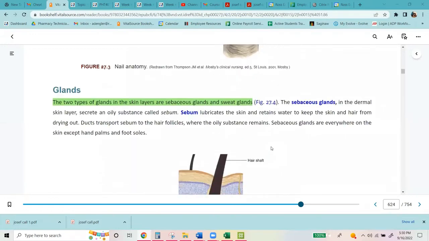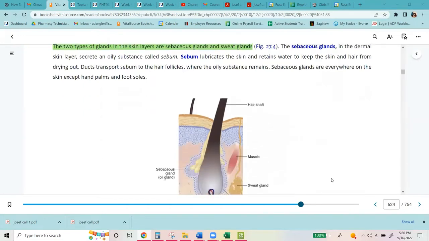The two types of glands in the skin layers are sebaceous glands and sweat glands. The sebaceous glands in the dermal skin layer secrete an oily substance called sebum. Sebum lubricates the skin and retains water to keep the skin and hair from drying out. Ducts transport sebum into the hair follicles where the oily substance remains. Sebaceous glands are everywhere on the skin except the palms of the hands and soles of the feet.